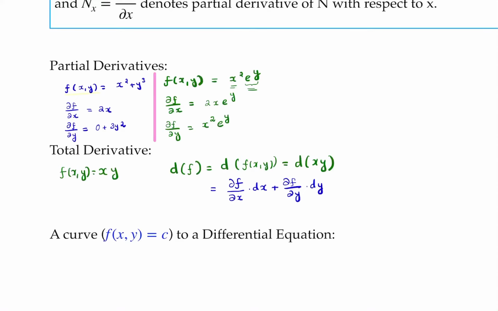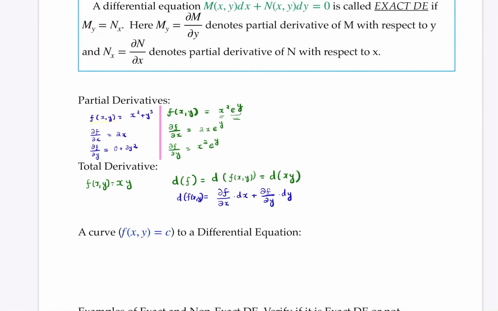And this is called the total derivative. So if you want to write it, this is the d of f of x, y, or df, whatever you want to call it. That is what we call the total derivative, and these are very, very important.